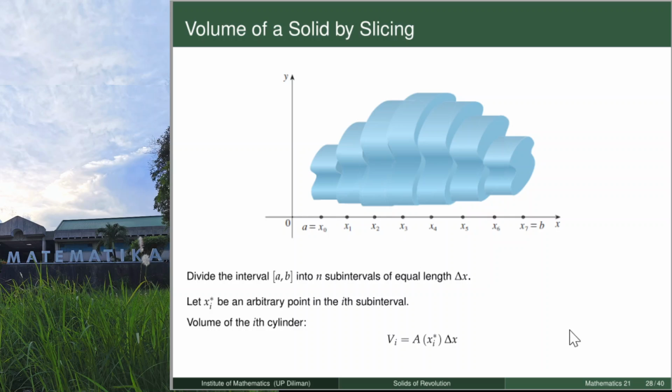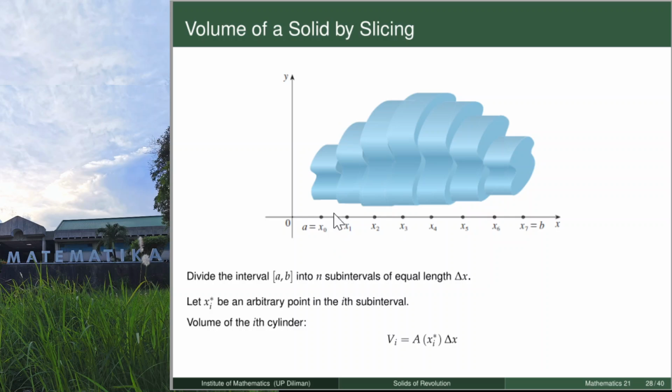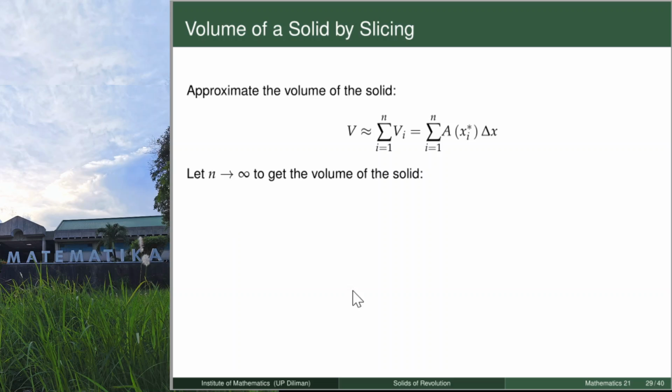So, to get an approximation for the volume of the solid, what we do is add the volumes of all the cylinders, like so. And to make the approximation better, we make the number of cylinders bigger and bigger, while making the thickness of the cylinders thinner and thinner. So, if we let n go to infinity, we get infinitely many very, very thin cylinders, and we get the actual volume of the solid. Mathematically, we write it this way: let n go to infinity to get the volume of the solid.